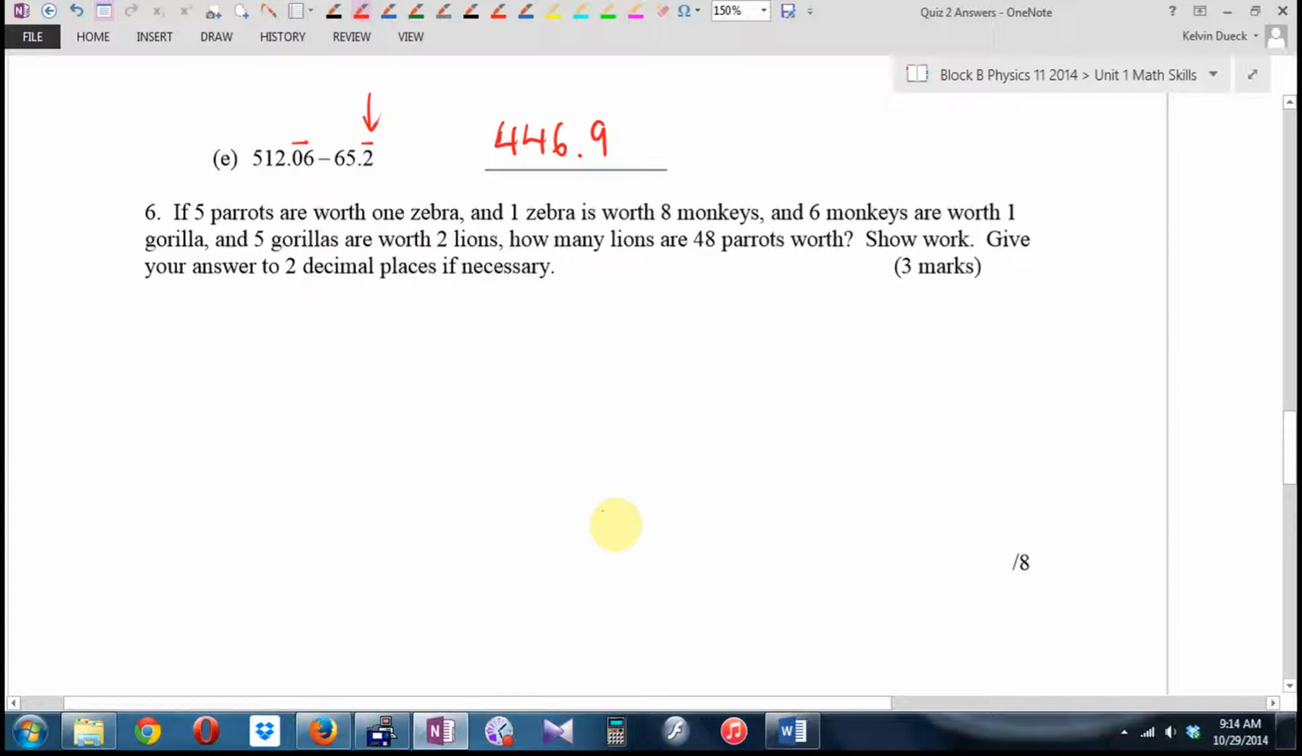Hey, this is the wife, chicken, horse question in disguise, number 6. If 5 parrots are worth 1 zebra, and 1 zebra is worth 8 monkeys, and 6 monkeys are worth 1 gorilla, and 5 gorillas are worth 2 lions, how many lions are 48 parrots worth? You know what? We're starting off with 48 parrots. And I want to end up in lions. Can I go from parrots to lions? No. What can I go from parrots to what?